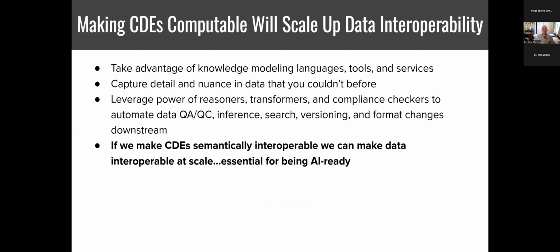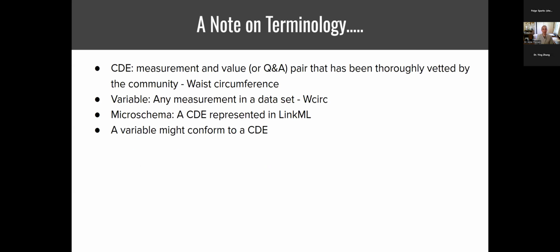So making these CDEs computable and making explicit how they relate to each other and what they are will scale up the interoperability of the data that use these CDEs. And so now we can take advantage of different knowledge modeling languages, tools, and services in order to do this. We can now capture much of the detail and nuance in the data that you couldn't before, and we can leverage the power of reasoners, transformers, and compliance checkers in order to automate things like QA/QC, inference, search, versioning, and format changes downstream. So if we make these CDEs semantically interoperable, then we can make the data that use them interoperable at scale, which is essential for being AI ready.